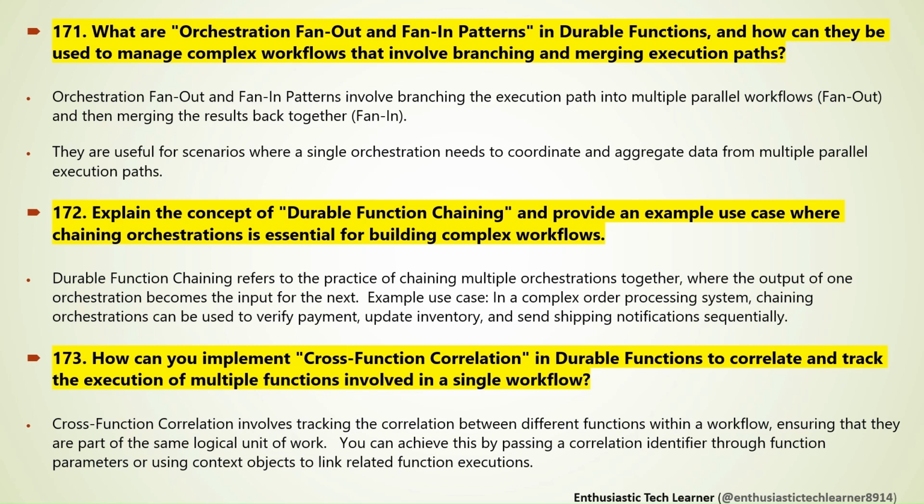How can you implement cross-function correlation in durable functions to correlate and track the execution of multiple functions involved in a single workflow? Cross-function correlation involves tracking the correlation between different functions within a workflow, ensuring that they are part of the same logical unit of work. You can achieve this by passing a correlation identifier through function parameters or using context objects to link related function executions.